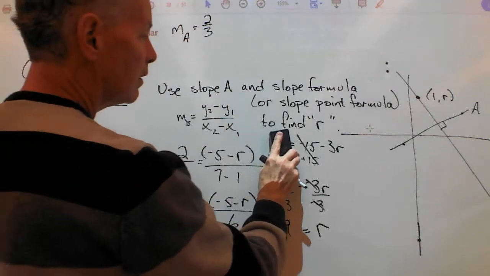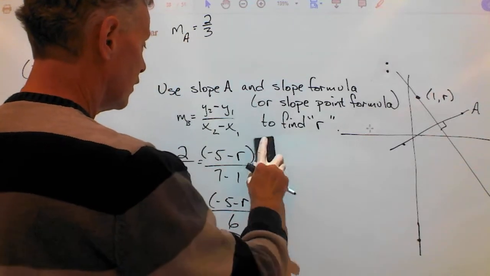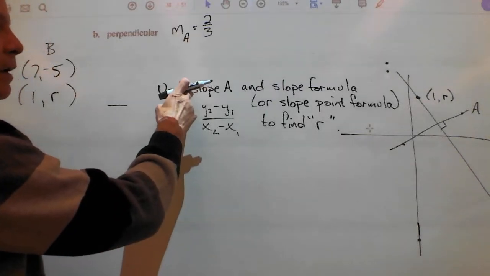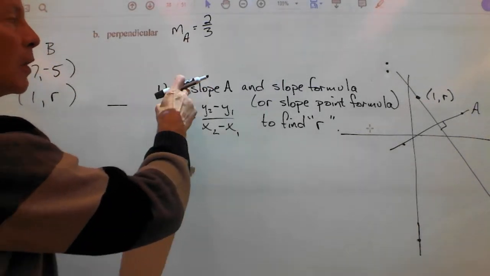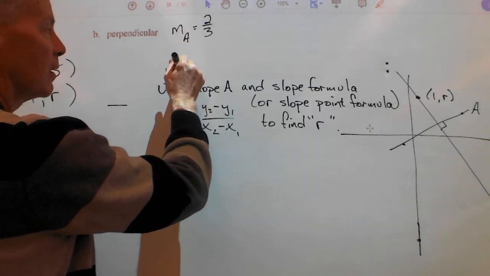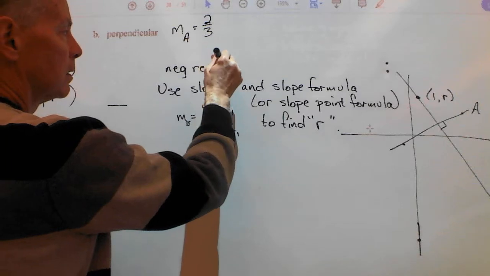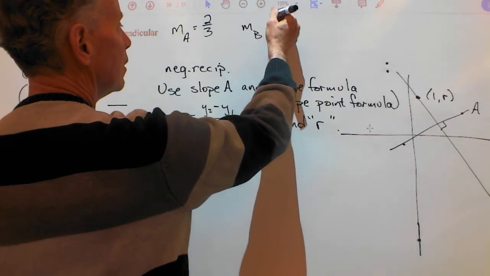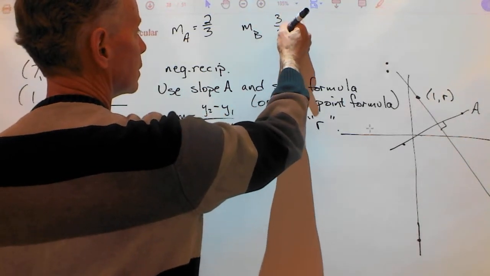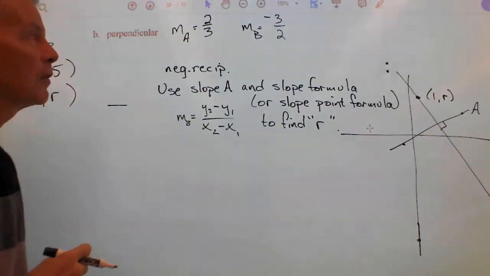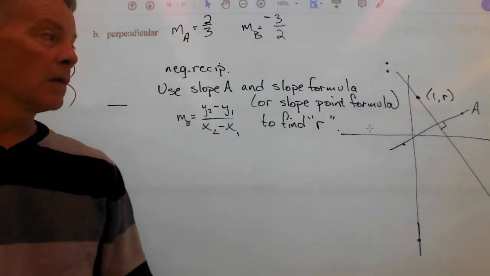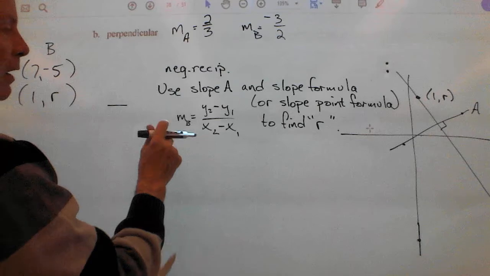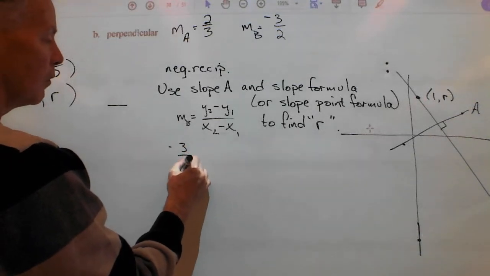Okay, so we can still leave all of these instructions up here because we're still doing the same thing. The only difference is, instead of using the slope of A, we're going to use the negative reciprocal of the slope of A. So in other words, our slope for B will be flip it and change the sign. Our slope for B will be negative 3 over 2. Okay? Because remember, it's perpendicular now, it's not parallel. Otherwise, exactly the same. So let's plug in our slope for B, negative 3 over 2.